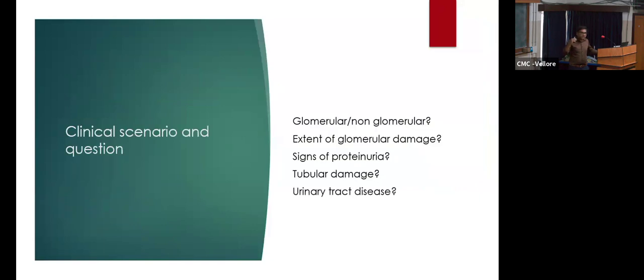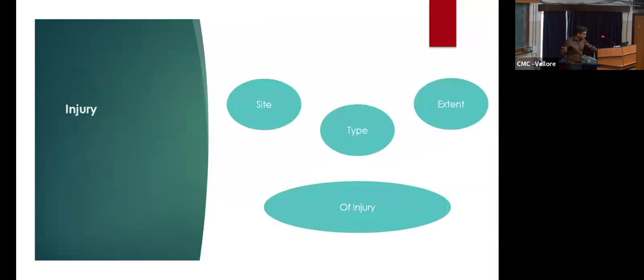How much is the glomerular damage? Is there any evidence of proteinuria? Or any evidence of tubular damage? Or any evidence of tag disease? For injury, we have to assess the site of injury, the type of injury, and the extent of injury. The site may be glomerular, post-glomerular, or urological. The type may be immunological or non-immunological. The extent may be rapidly progressive, chronic disease, or acute injury.